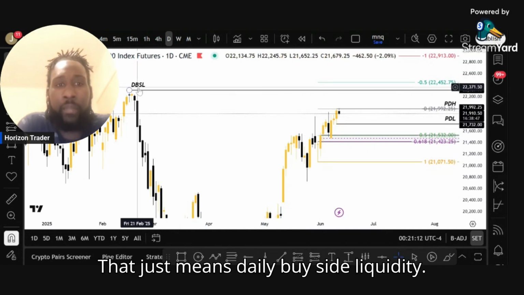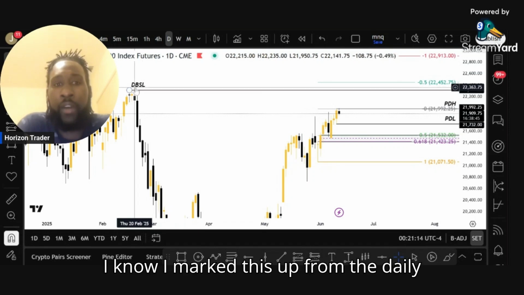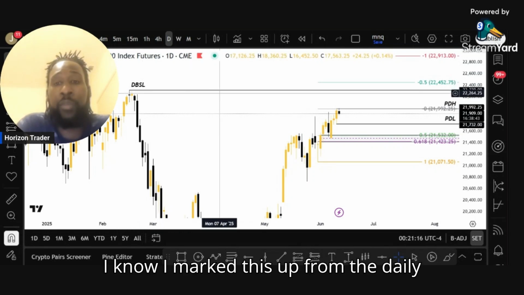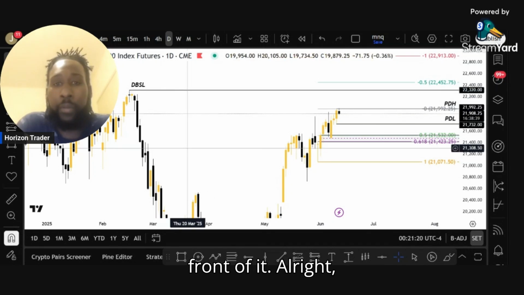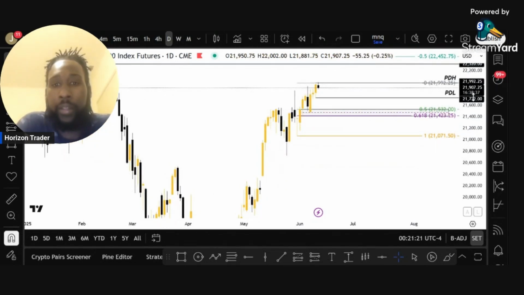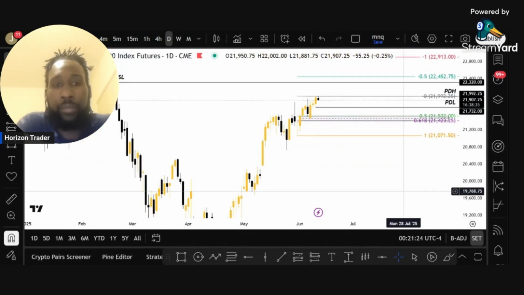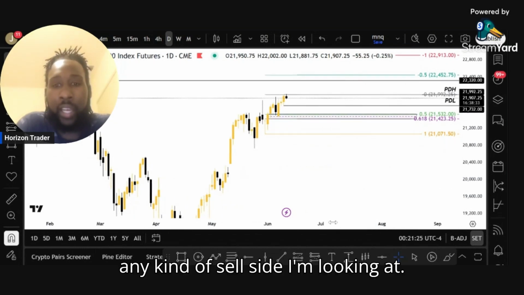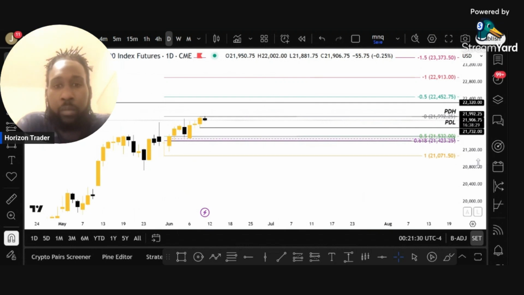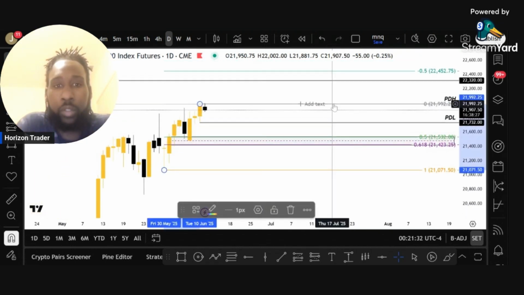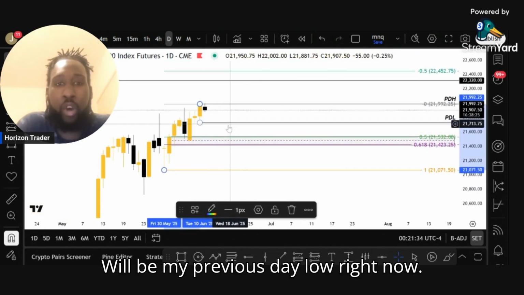That just means daily buy side liquidity. I know I marked this up from the daily point of view. That's why I put the D in front of it. All right. Any kind of sell side I'm looking at would be my previous day low right now.